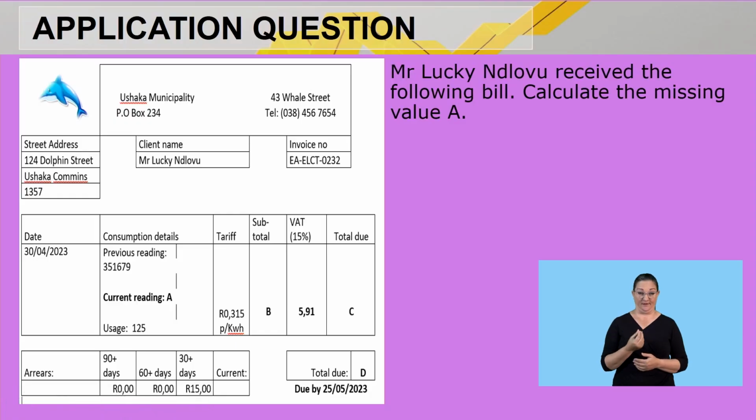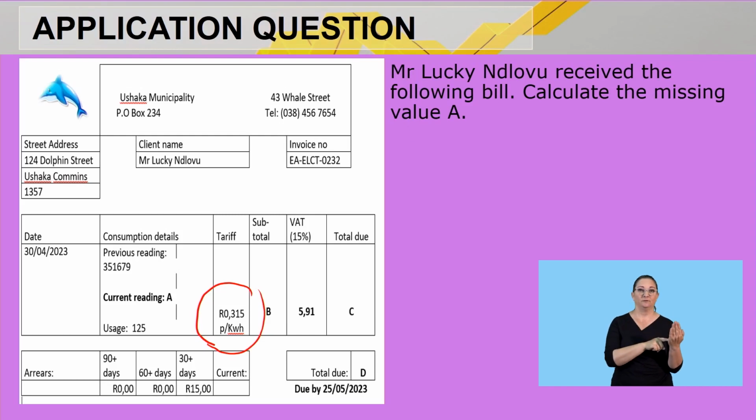Welcome back. Let's look at some application questions of everyday financial documents. Now, we have got a financial document here, and it is an electricity bill. How do we know it's an electricity bill? We look at the tariff where they say the rate is 0.315 per kilowatt hours. Remember, electricity usage is measured in kilowatt hours. Therefore, this is an electricity bill.